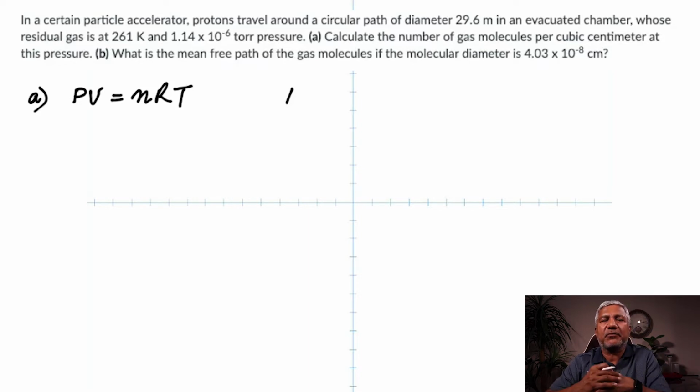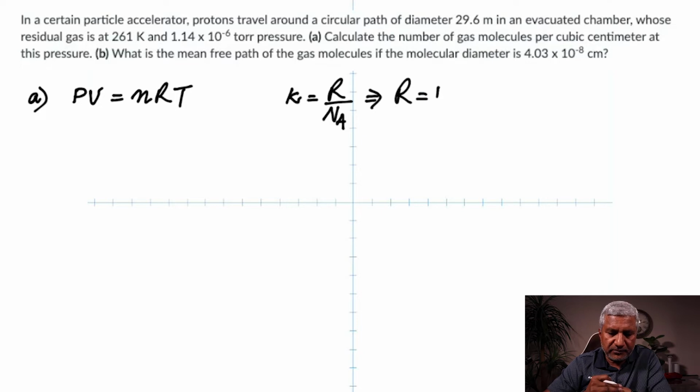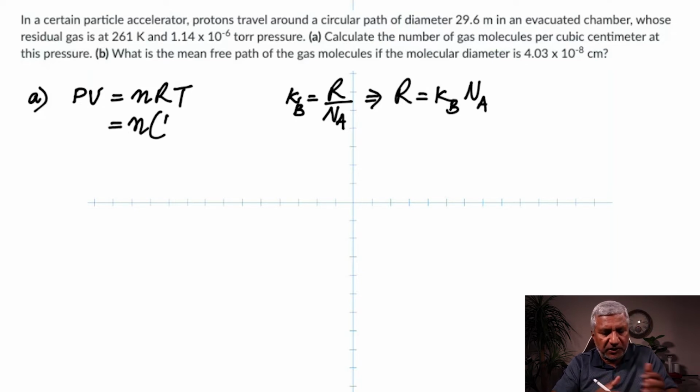Are you able to keep up with me? I'm speaking so fast and so many topics to be covered. But PV is equal to nRT. We know that. And that is the Boltzmann constant coming up, which I'm rearranging. So R is k_B N_A. I'm substituting for R there. So I can put it as k_B times N_A times T.